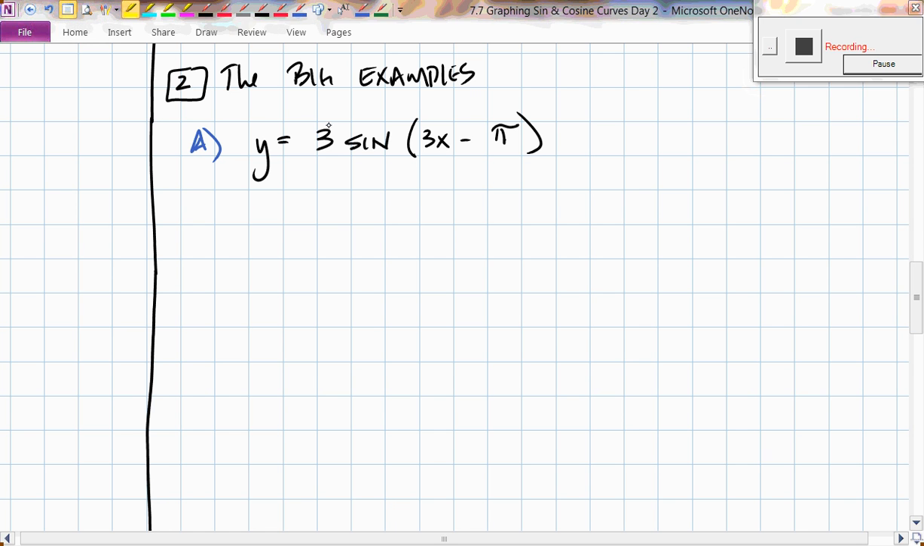The amplitude, the easy one, right? This 3 means I'm going to have an amplitude equal to 3. Got that part. Good. What else is going on? What's the period? Okay, let's talk about the phase shift. Yes, there is a shift.